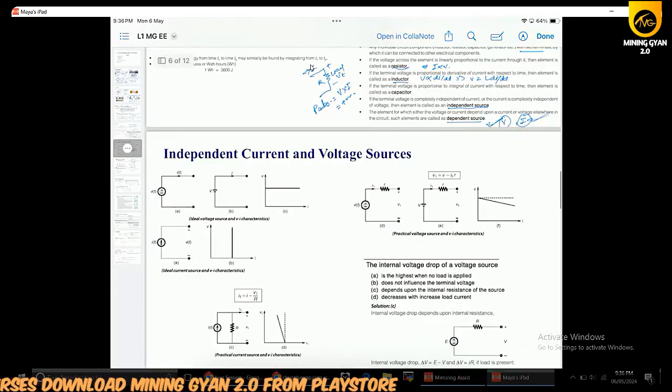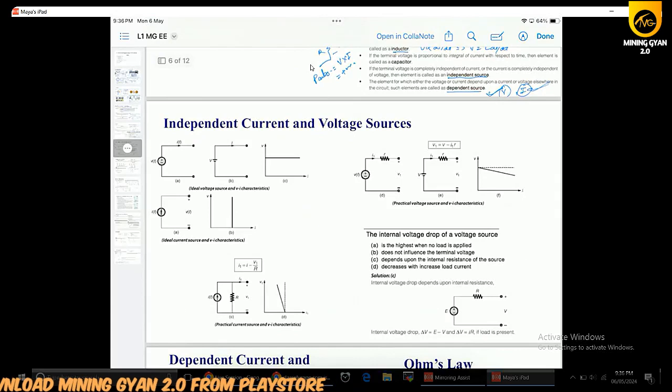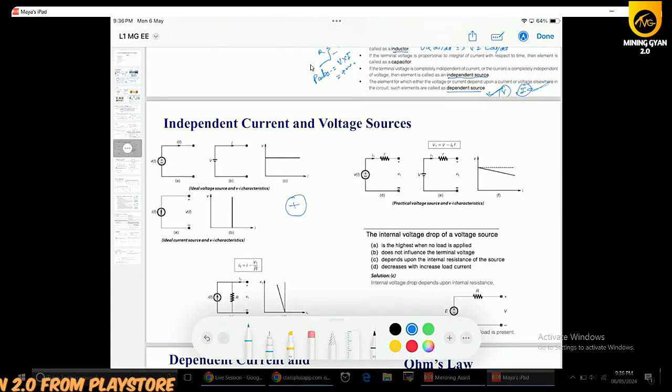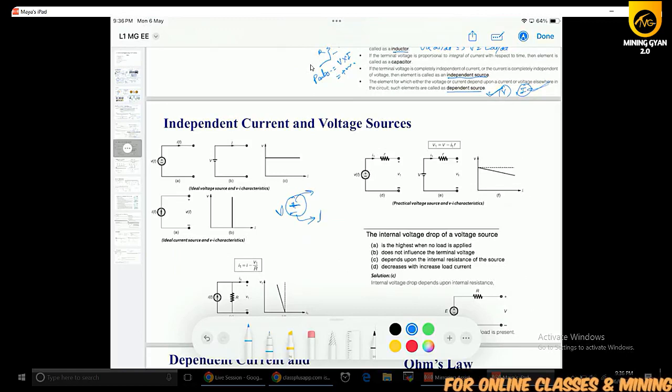So, the independent current and voltage sources. We will represent the voltage source by this symbol, with plus and minus, because voltage is related to potential. This terminal is at higher potential, and this terminal is at lower potential, and these two are the terminals.